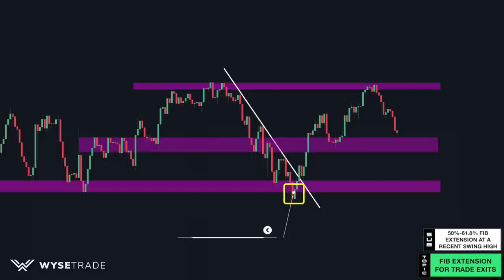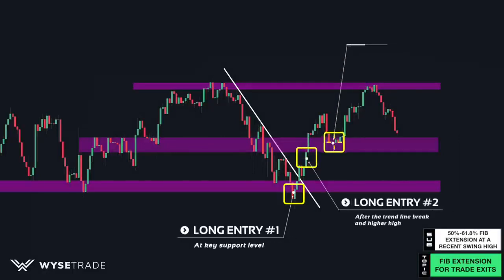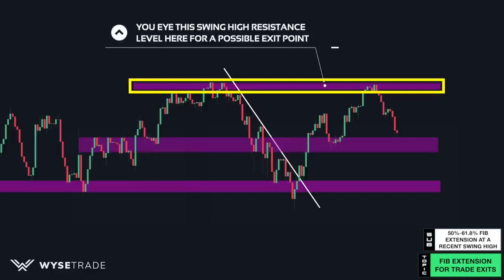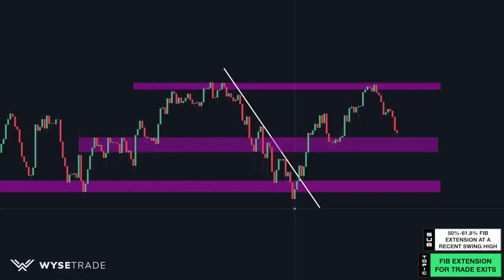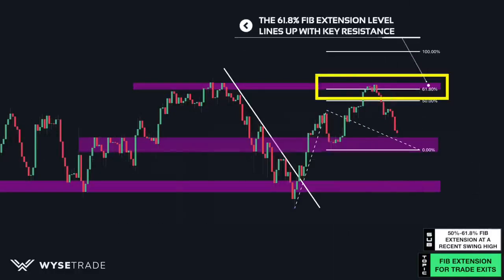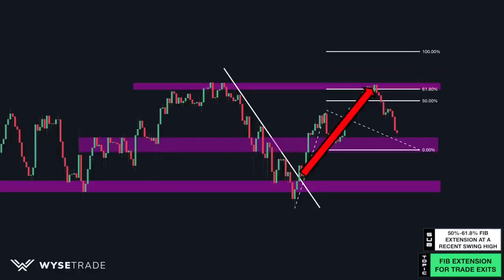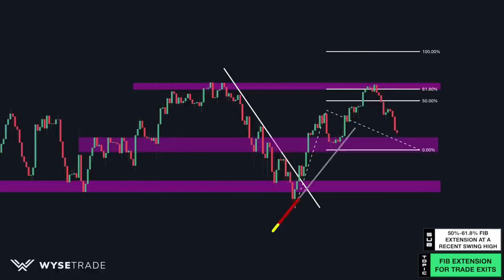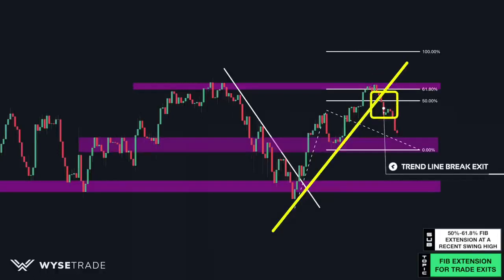So you went long at this key support level here, or through the breakout here, or through the continuation entry here, and you start to look for exit points. You eye this key resistance level here for an exit point, as it is a swing high. When you apply your fib extension tool, the 61.8% fib extension level also lines up perfectly. Once price reaches the area, either look for an intraday trend change for an exit, or wait for a break of the trend line here.